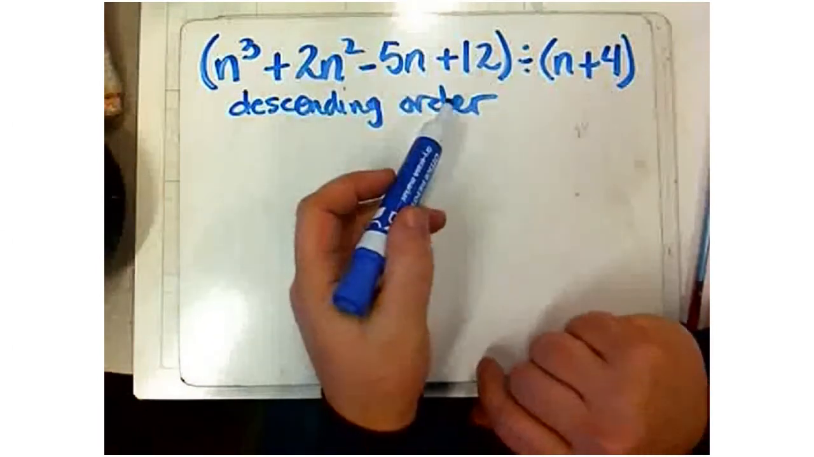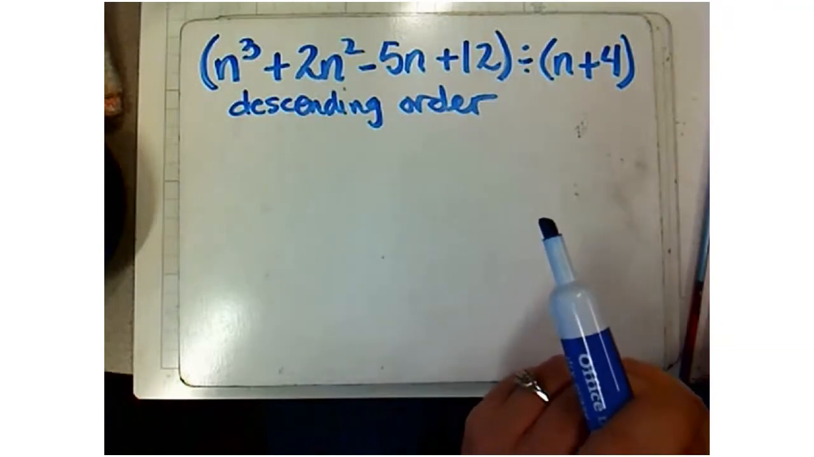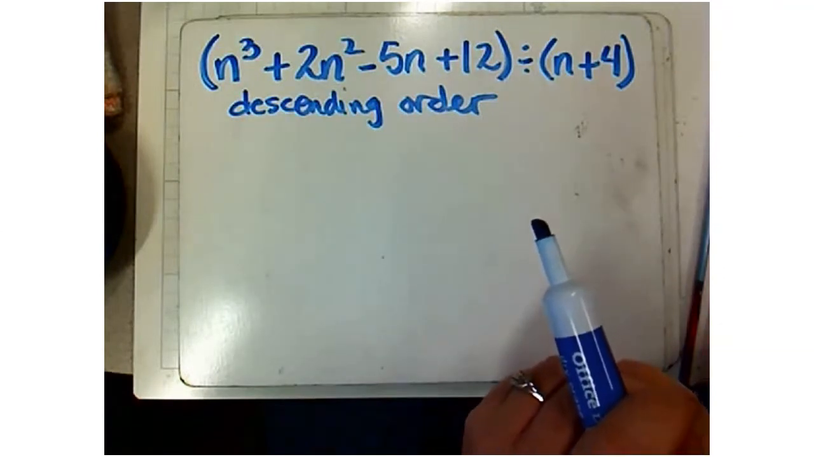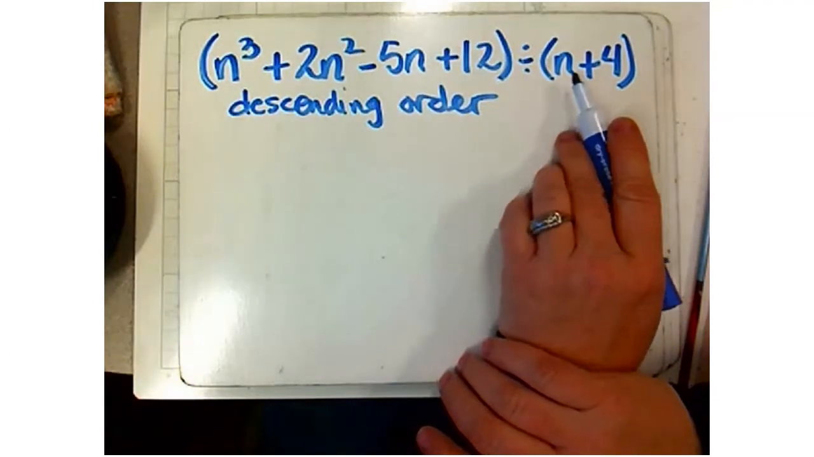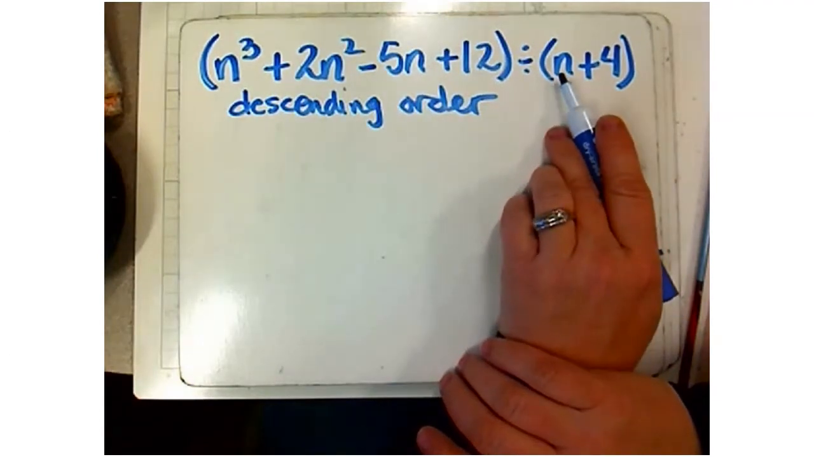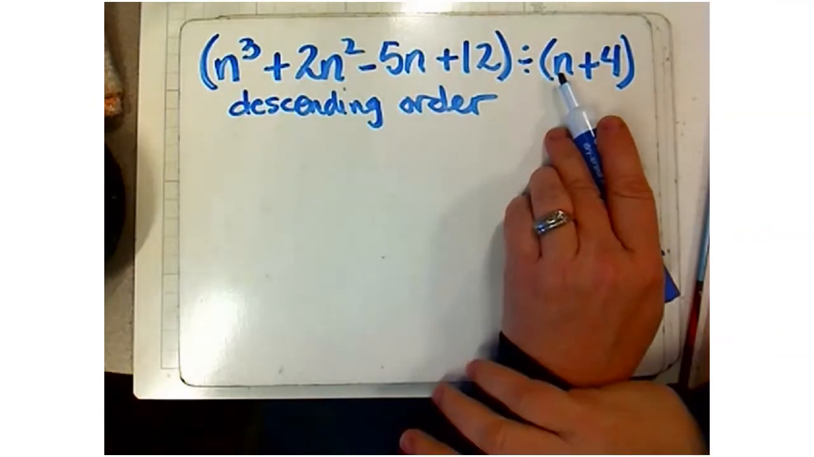If it wasn't, you need to use your commutative and associative properties and do your housekeeping and clean it up so it's in descending order. We also notice that our divisor is nice and tidy. It has a 1 for a coefficient of n, so we like that. We don't have to do anything special yet.